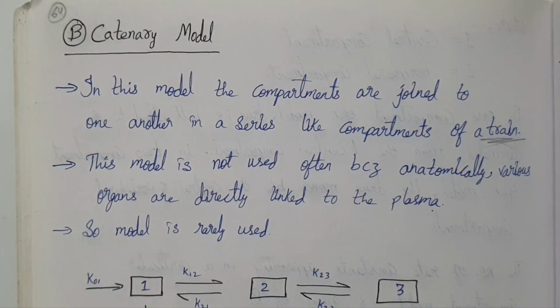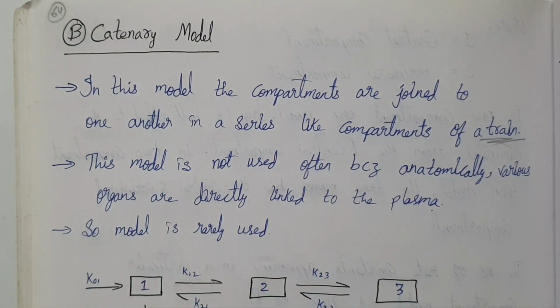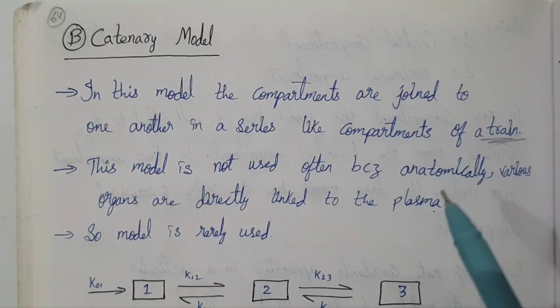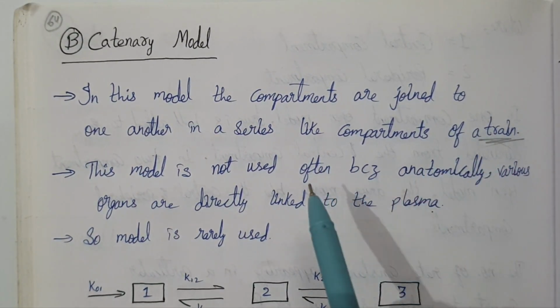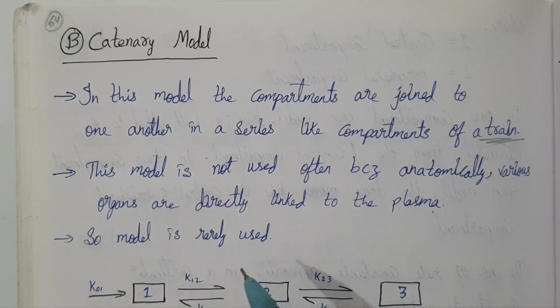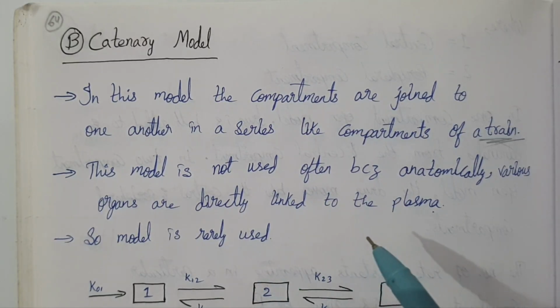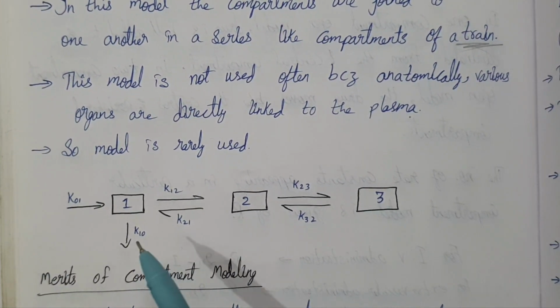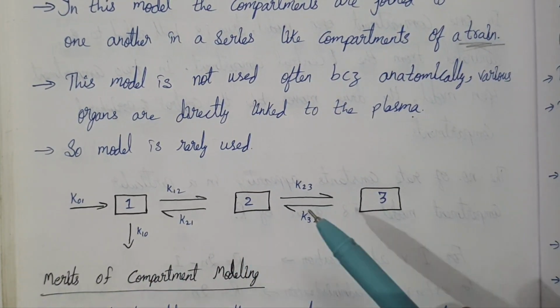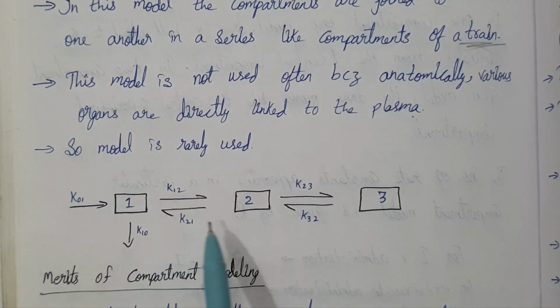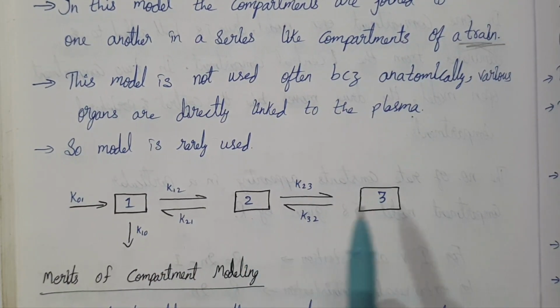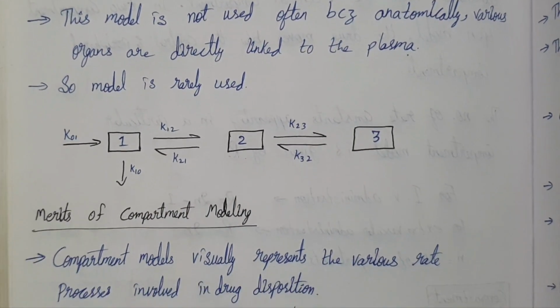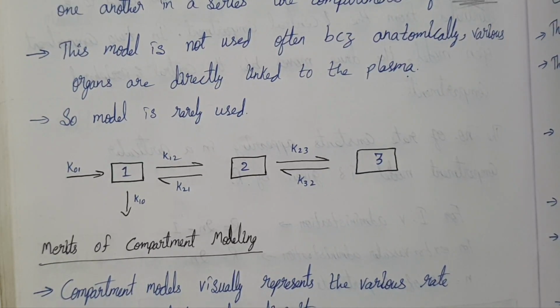Now let's quickly understand the catenary model. This model is designed like a train, with compartments in a line, each compartment connected one after the other in series. Just like a train moves from coach to coach, here the drug moves step by step from one compartment to the next compartment, then to the other compartment. But this model is rarely used in real practice.